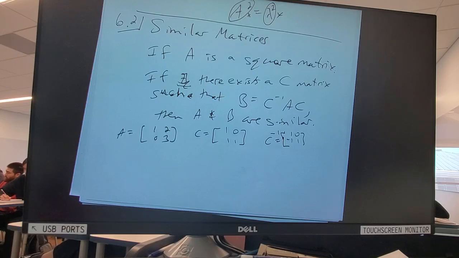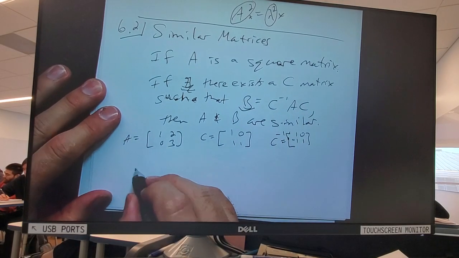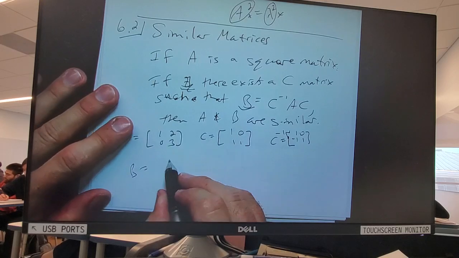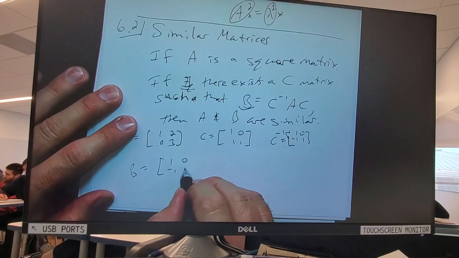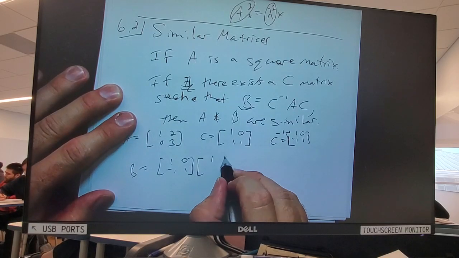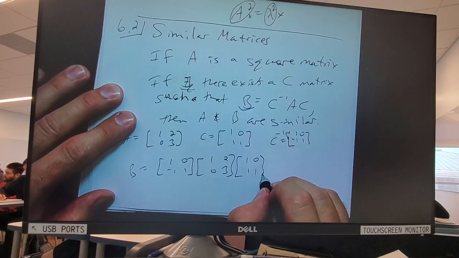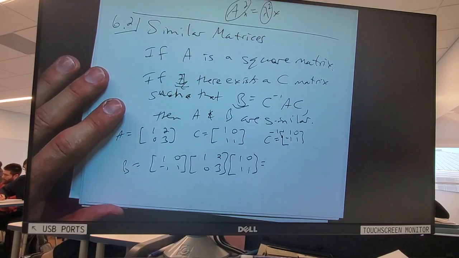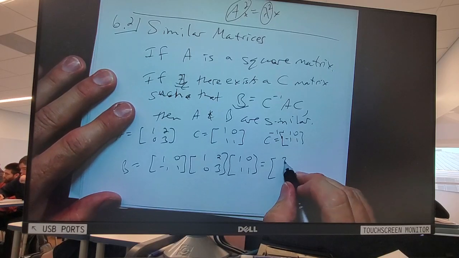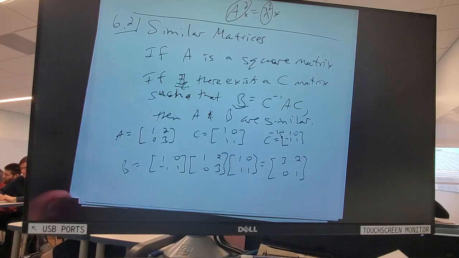So real quick, we're going to build B. B would be C inverse times A times C. Just to cut to the chase, if you do all that, you'll get 3, 2, 0, 1.